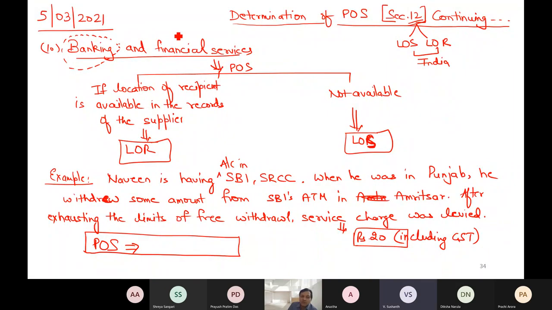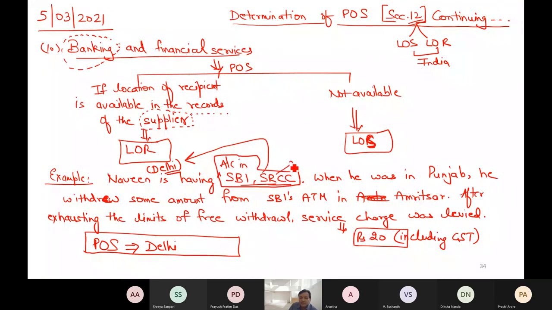No. You are not concerned with the recipient. I always say that don't be concerned with the actual location of the recipient. I am concerned with the location which is in the records of the supplier. Actual location hardly matters. Now, Naveen is having a residential address of Delhi. So, in the records of SBI SRCC, the recipient's address location is Delhi. Delhi becomes the place of supply. Point clear or not?